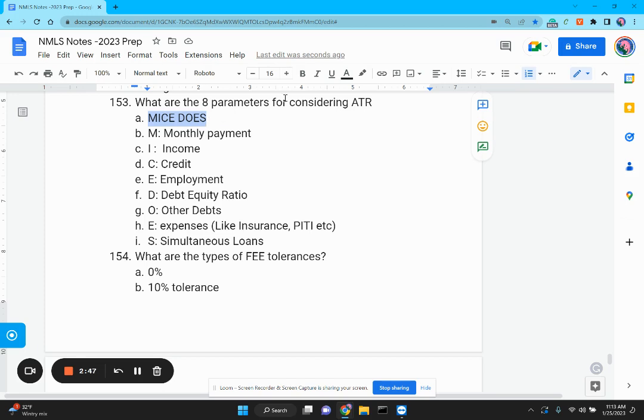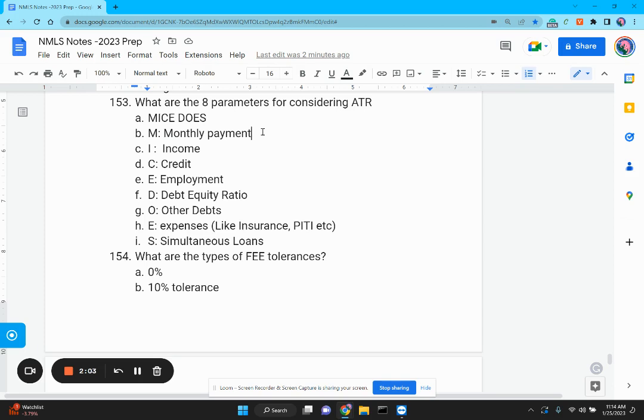To measure your ability to repay the loans, there are a couple of considerations that we look at. One is, what are your monthly payments? Let's say you have a monthly payment towards a lease on a car, or a monthly payment towards your investments, or any other simultaneous loans. The I stands for income. So what is your income? What are your monthly payments? What is your credit? So we look at the credit score.